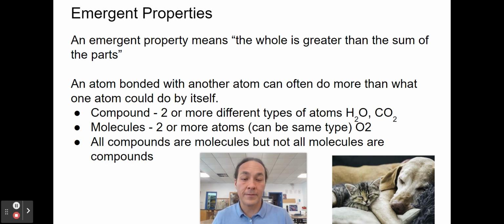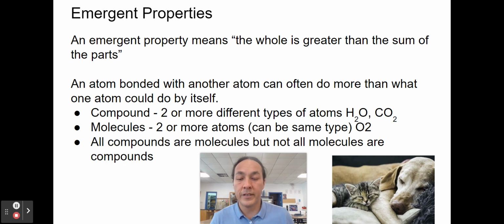One atom by itself can only do so much. If you combine 2 or more different types of atoms, you get a compound, such as H2O. Notice how that is 2 hydrogens and 1 oxygen, so that makes a compound. Or carbon dioxide, right? And so here would be 1 carbon and 2 oxygens. That would make a compound.